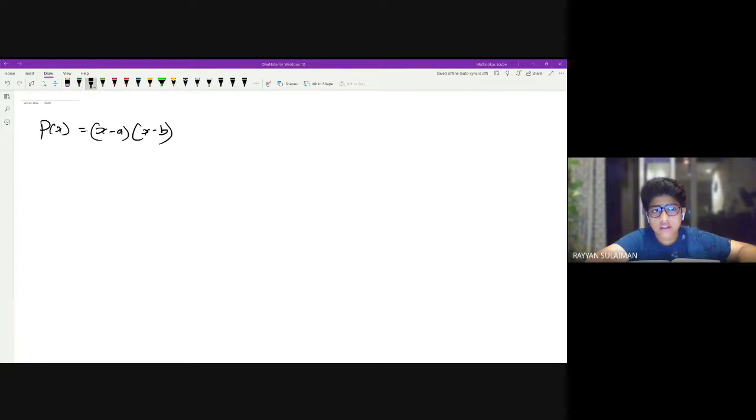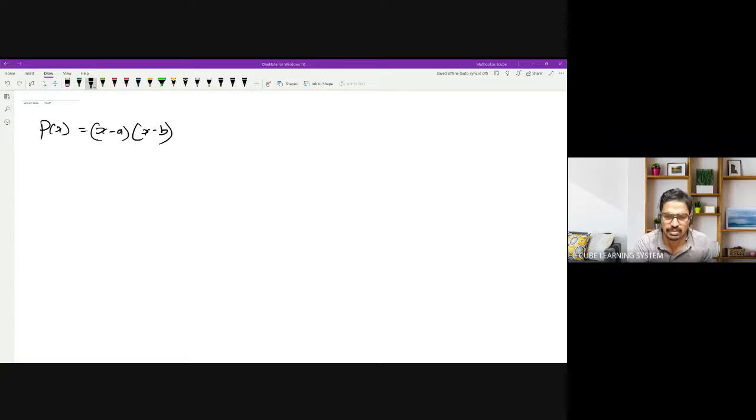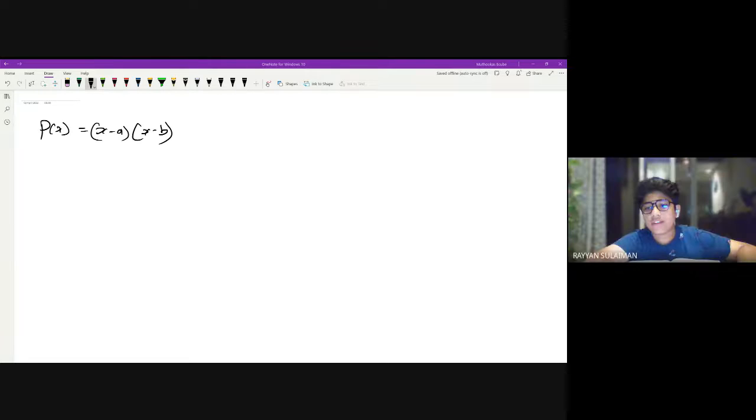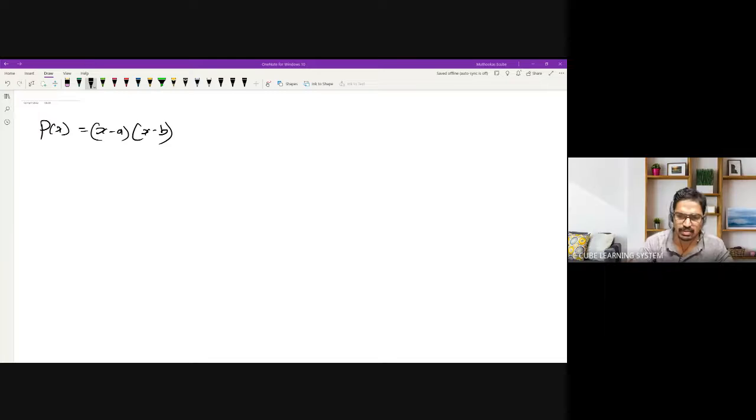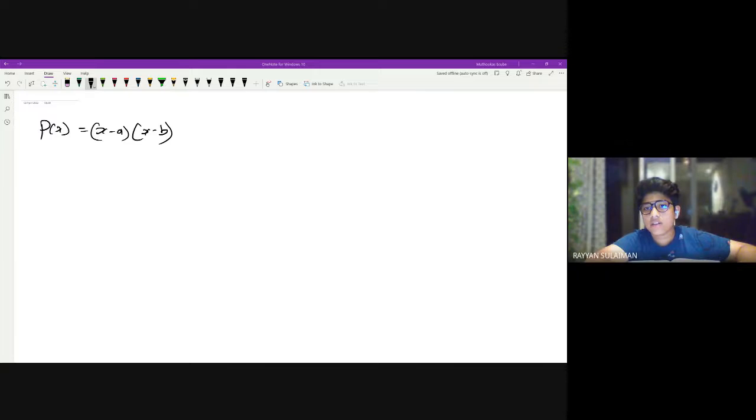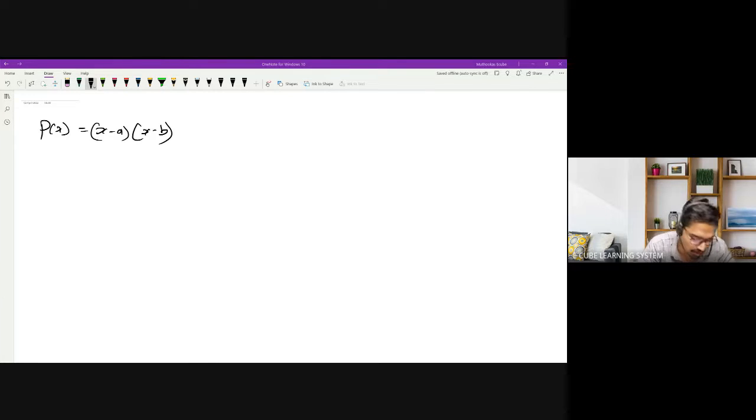Sir, x minus a equal to 0. The zeros will be alpha and beta; those are zeros, right? The factors would be different. If p of x equals x minus a into x minus b, what are the factors? Sir, a and b. Not a and b. Factors.